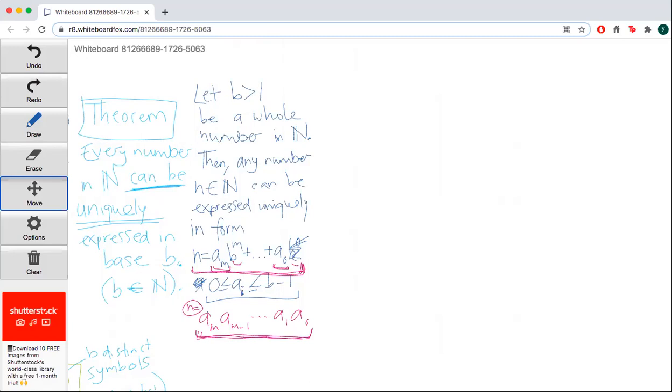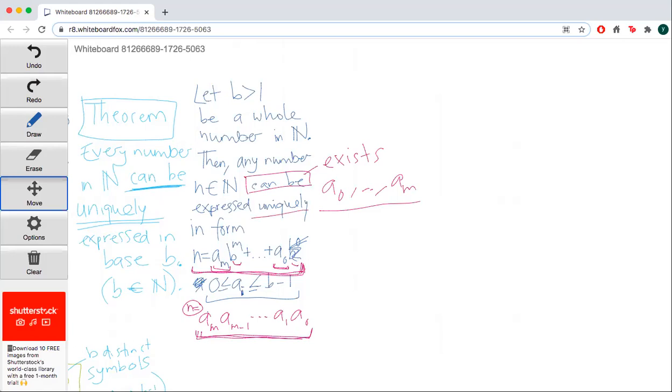Okay, so let's get to the proof. All right, so there are a couple things to prove here, and we're going to basically break it down into 2 steps. So again, like I did before, "can be" is a keyword because that means that there exists digits A0 all the way up until AM that can be used as the coefficients of powers of b to give us a number. So there exists digits.